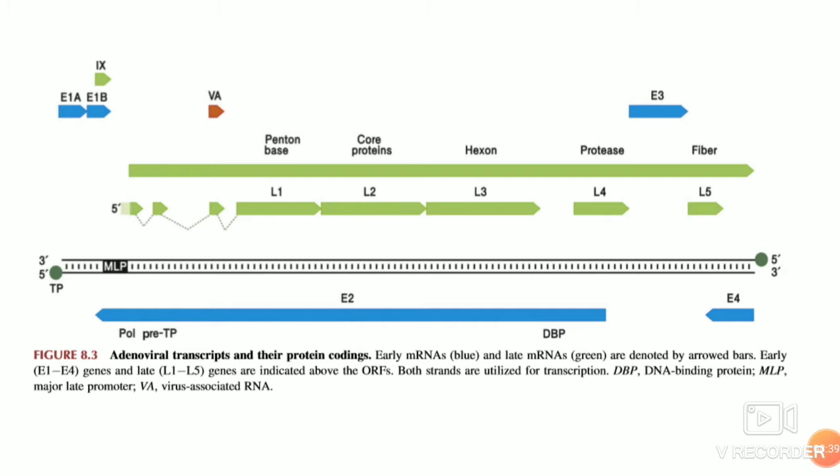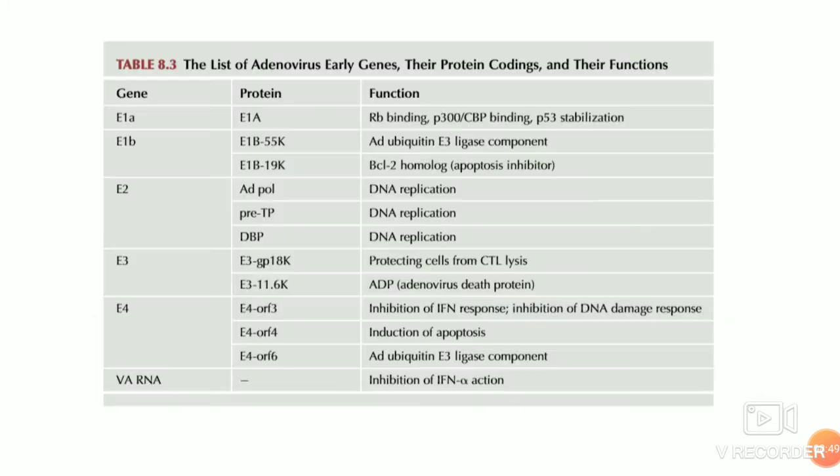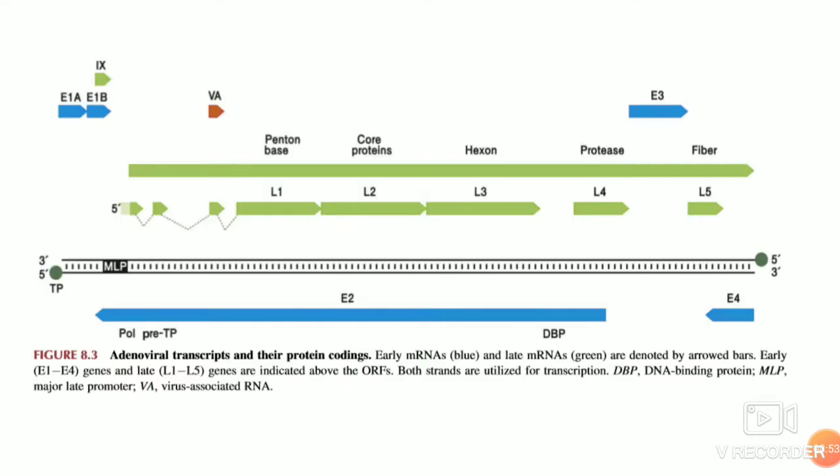And the late expressed are mostly the structural proteins, which are represented by the transcripts L1, L2, L3, L4 and L5. Now we'll see the thing. L1 is penton base, L2 is core protein, L3 is hexon, L4 is protease, L5 is fiber.